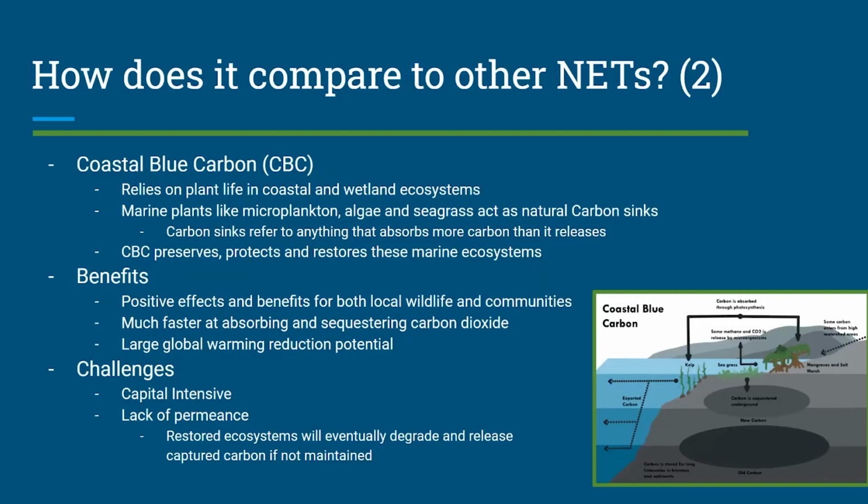Second up on the list is coastal blue carbon, or CBC. CBC relies on plant life in coastal and wetland ecosystems like microplankton, algae, seagrass, kelp, and mangroves to act as carbon sinks. CBC preserves, protects, and restores these marine ecosystems in order to create a carbon sink that can absorb and sequester large amounts of carbon for an indefinite amount of time.